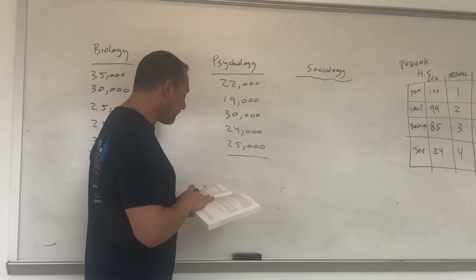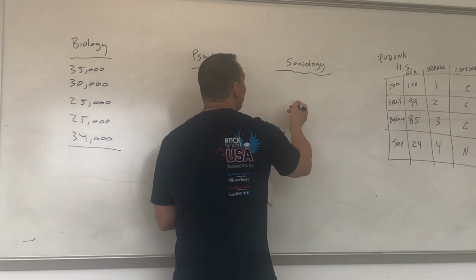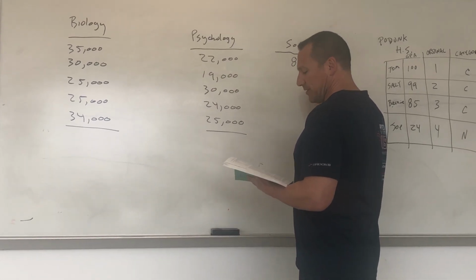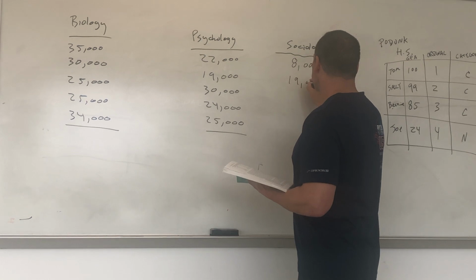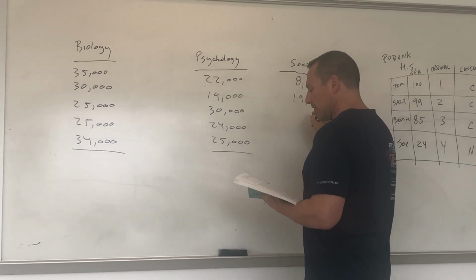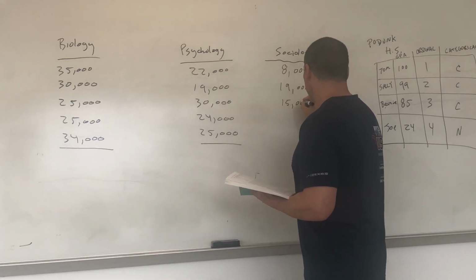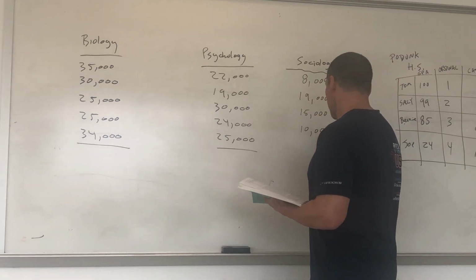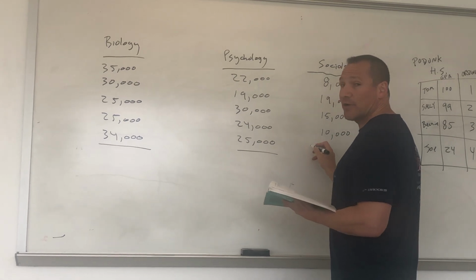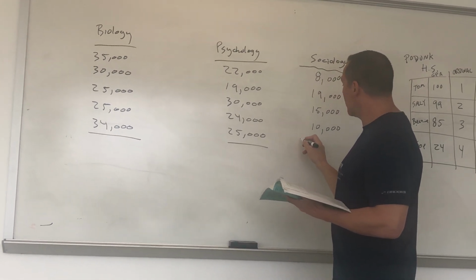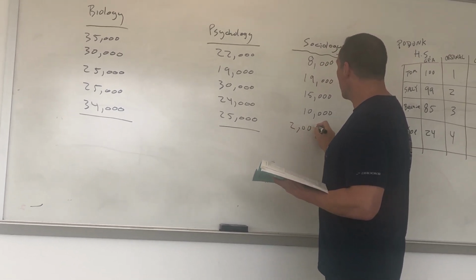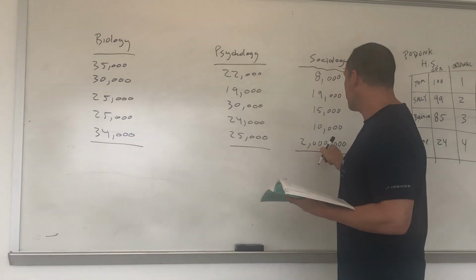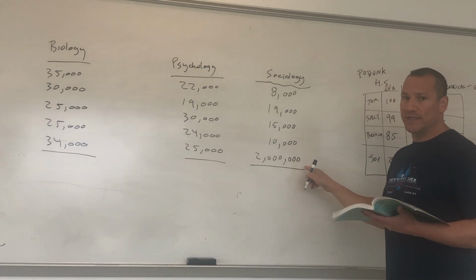Sociology. Sociologists were not making so much. The first one was making $8,000, next one $19,000. The next one, $15,000. The next one, $10,000. And finally, we have what we're going to call an outlier. So an outlier is someone who has a score that is kind of on a different scale than everyone else. This one guy made $2 million.